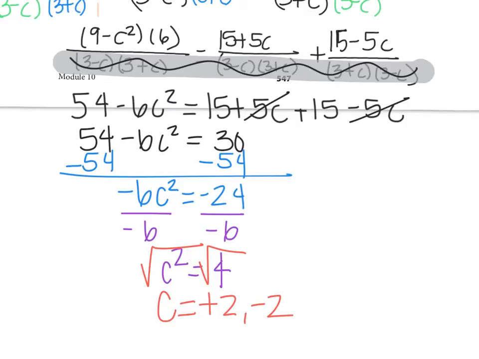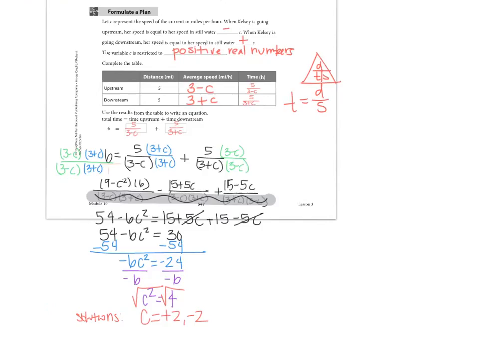So the two solutions that we have come up with so far are positive 2 and negative 2. Well, there's a problem with one of those for sure. Since c represents my current, we originally said that c was restricted to positive real numbers. Well, I came up with an answer of negative 2, so that's not going to work because it is not positive. So far, my only possible answer is positive 2.